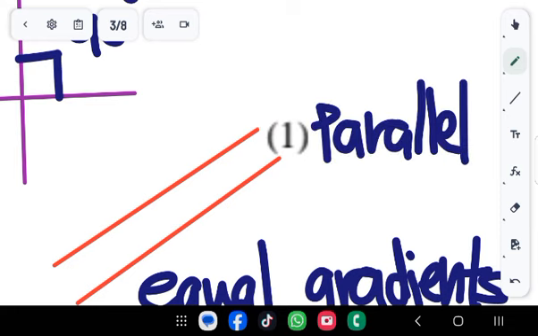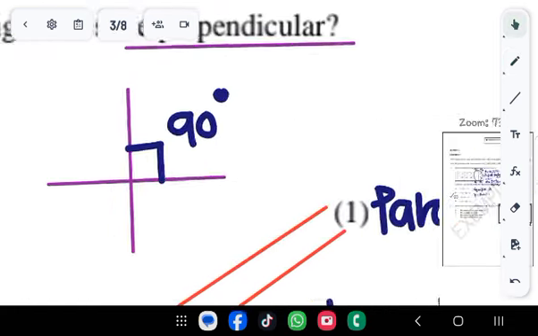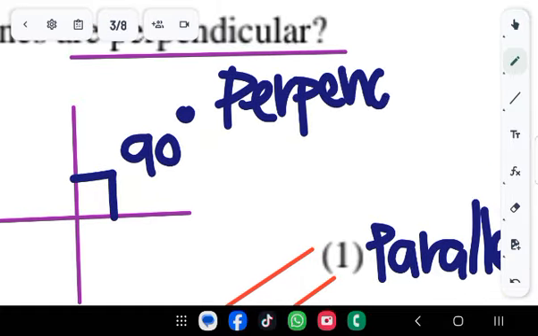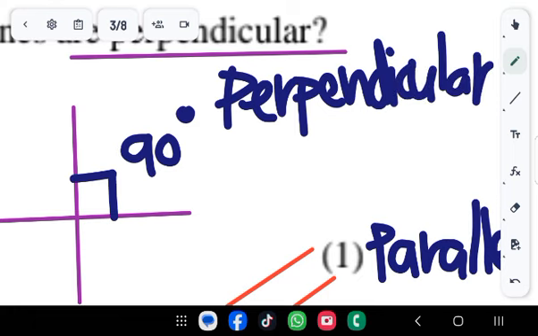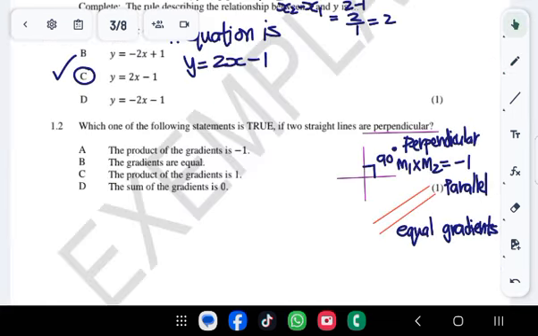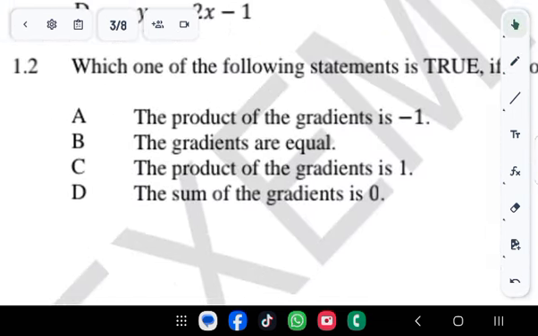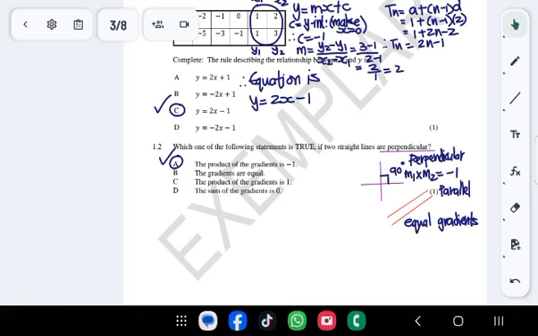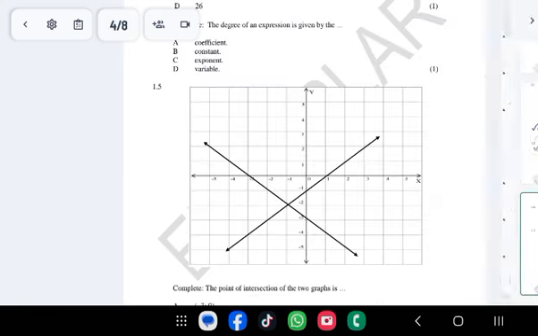And then we have perpendicular lines. Perpendicular lines have got gradients that have a product of what? Okay, the product of the gradients is -1. So now, which one is the correct answer? Let's go. The product of the gradients is -1. So A is the correct answer and everything else is false. Now let's move on to the next question.